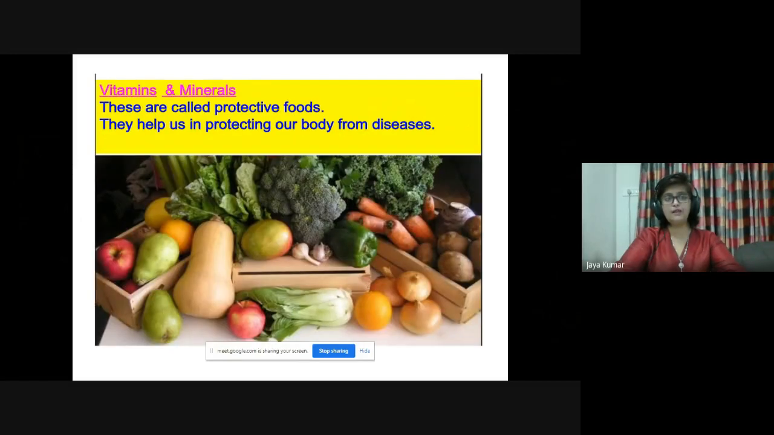The third group is vitamins and minerals. These are called protective food. They help us in protecting our body from diseases. Fruits and vegetables are a very good source of vitamins and minerals. That is why eating lots of fruits and vegetables every day is important for us.